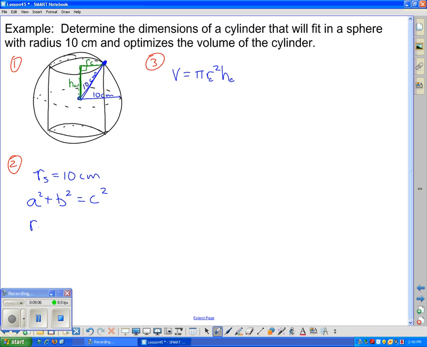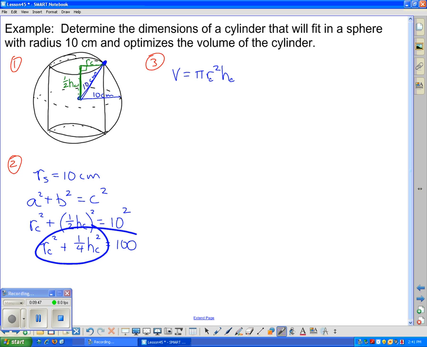So we know that the radius of the cylinder squared plus, oops, hopefully you're sitting there thinking he's crazy, the height of the cylinder, that's actually only half the height, right? From the center of the cylinder, that would only be half the height, so I do apologize. At least I caught it this time before I went through and did the entire question. And 10 squared. So we're going to get rid of the brackets. The radius of the cylinder squared plus 1/4 the height of the cylinder squared is equal to 100. Now we have a constraint equation that has RC and HC in it.